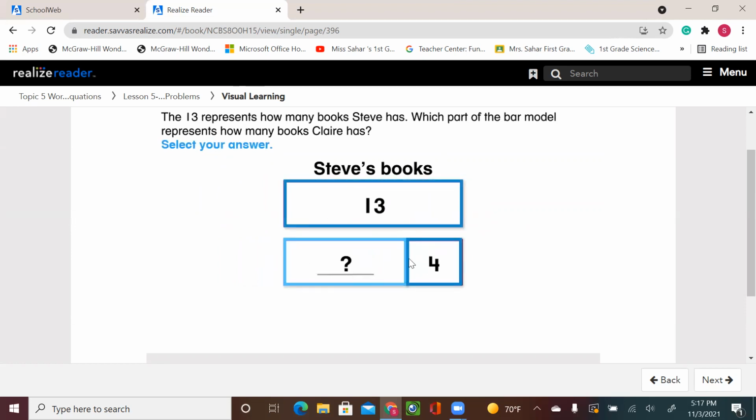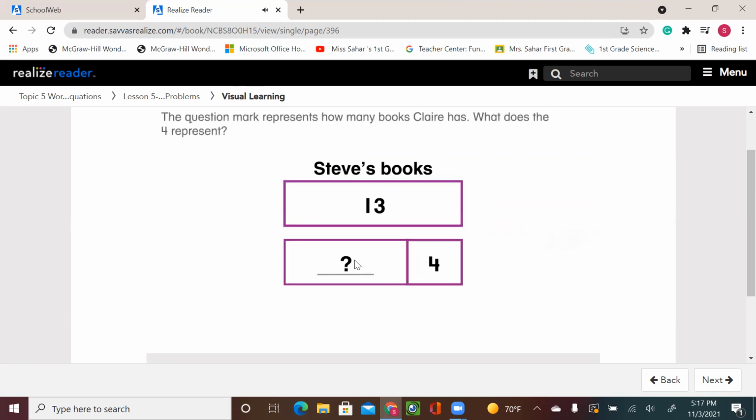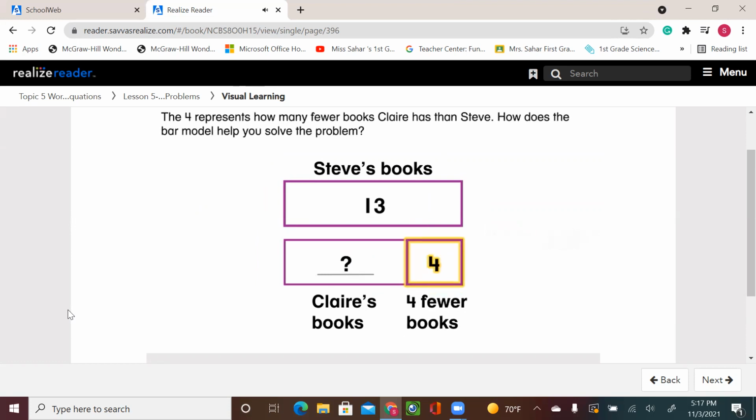I know that 13 books, that's what Steve has. I know that Claire has 4 books fewer than Steve, but I do not know how many Claire has. So that's what I'm looking for. Claire has how many books? The question mark represents how many books Claire has. What does the 4 represent? The 4 represents how many fewer books Claire has than Steve.